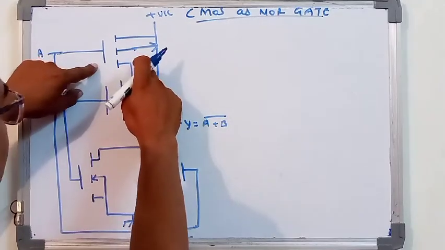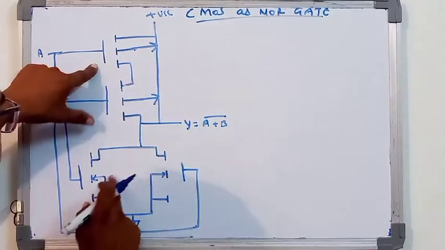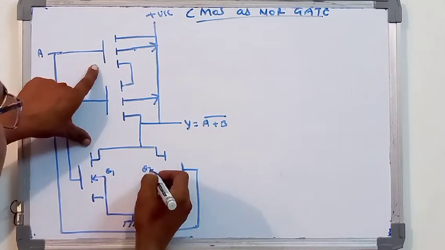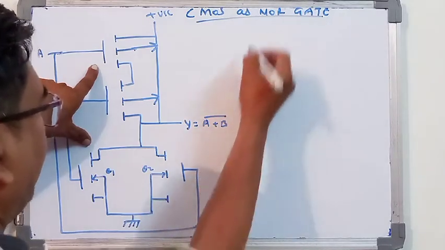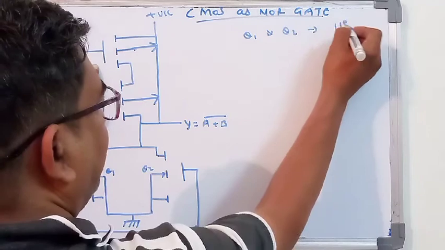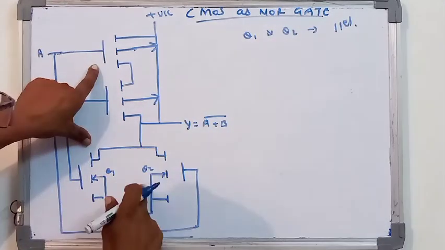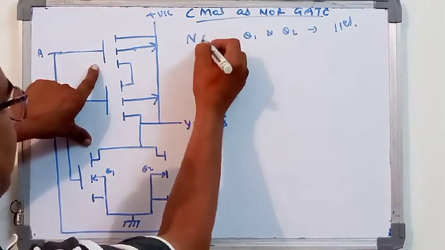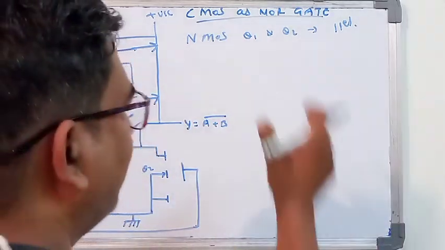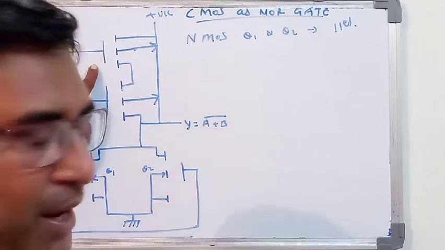Here we will say it is Q1, and here we will say it is Q2. Q1 and Q2 are in parallel. Q1 and Q2 are nothing but NMOS, that is N-channel metal oxide semiconductor. Q1 and Q2 are connected in parallel.